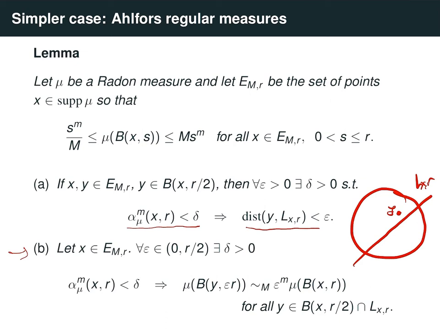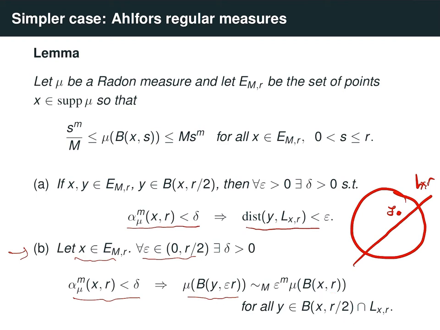So for a point x inside E_{m,r}, and for all epsilon between 0 and r over 2, we can find the delta so that if the alpha number is very small, then the measure of any ball of radius epsilon r along this plane, L_{x,r}, has measure comparable to epsilon to the m times the measure of B(x,r).